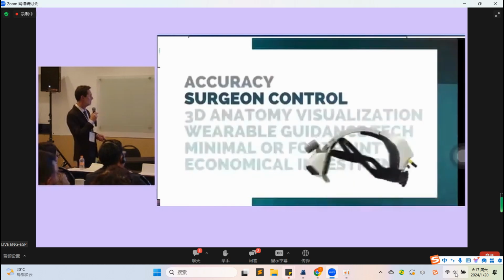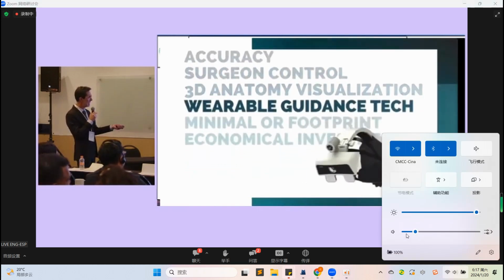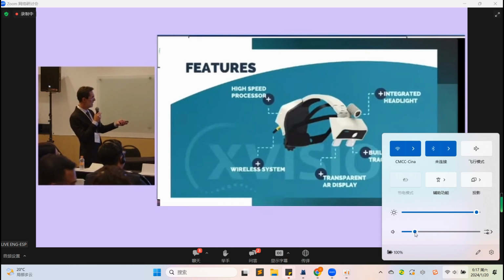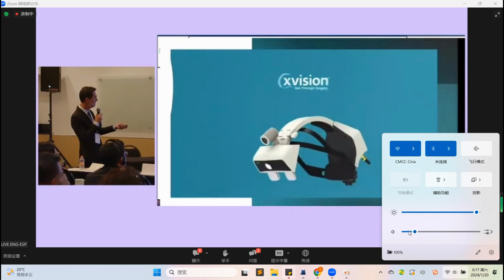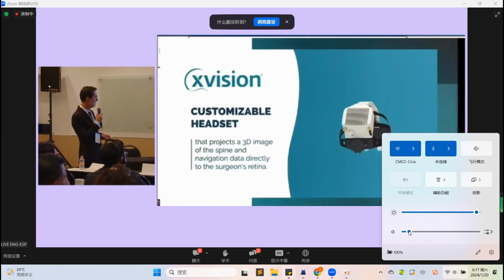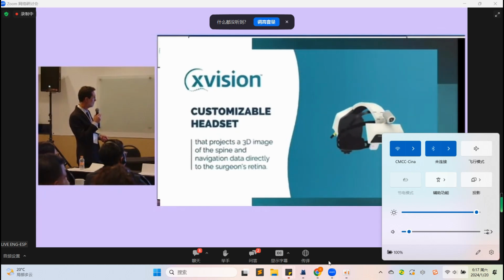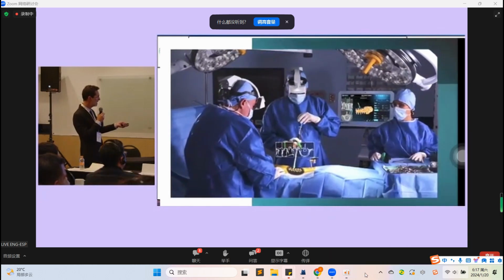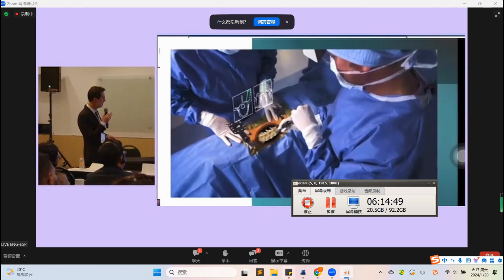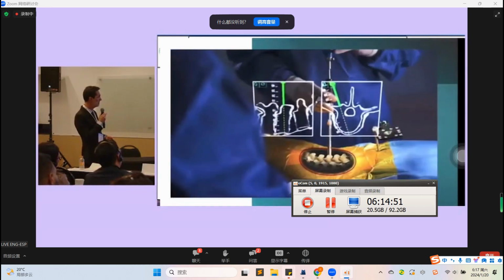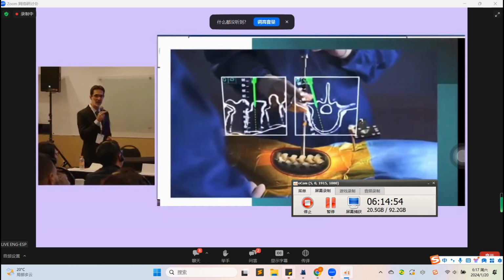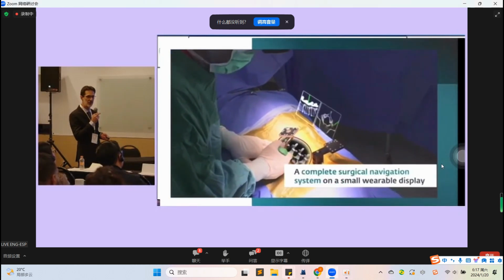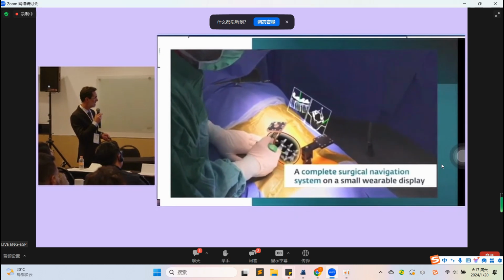Now, you use a head instrument with integrated headlights, an integrated camera, and a customized headset. It's very, very interesting because you can visualize the image in your operative field. It's a navigation where you are looking at the operative field. It's fantastic.